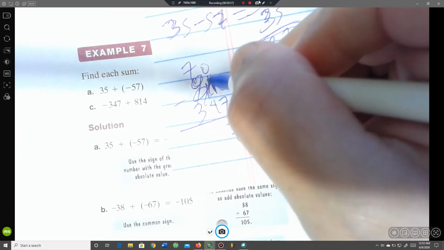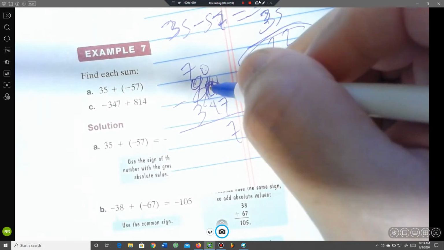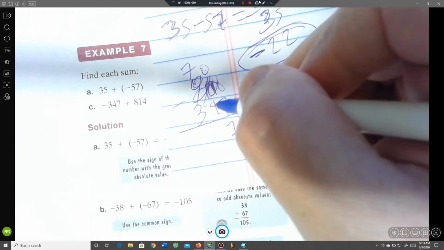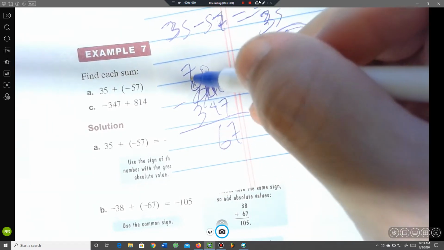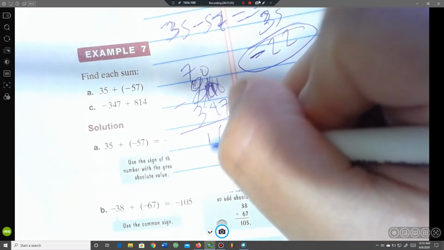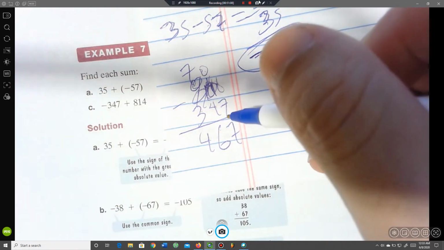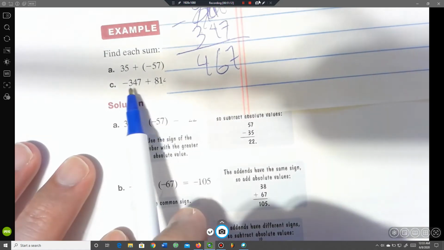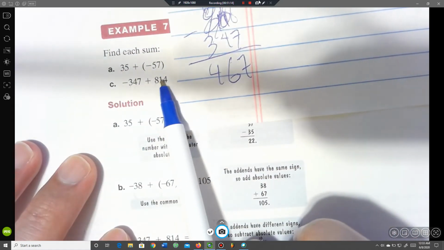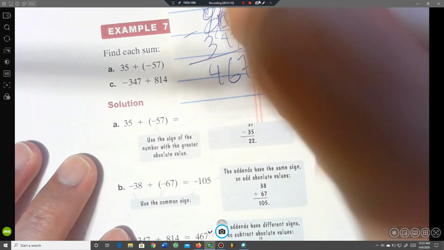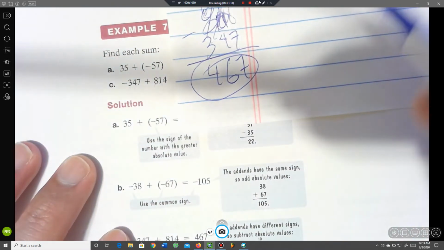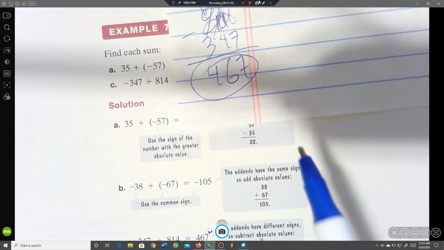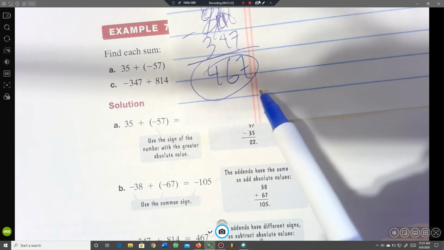If you borrow to this column, that's going to make that 10. 10 minus 4 is 6. And then 7 minus 3 is positive 4, so that's good. And then just go back to the original problem there. Look at the largest value. Look at the sign. That's positive. The answer should be positive. So 400. No, whoa. Oh, that's 467.